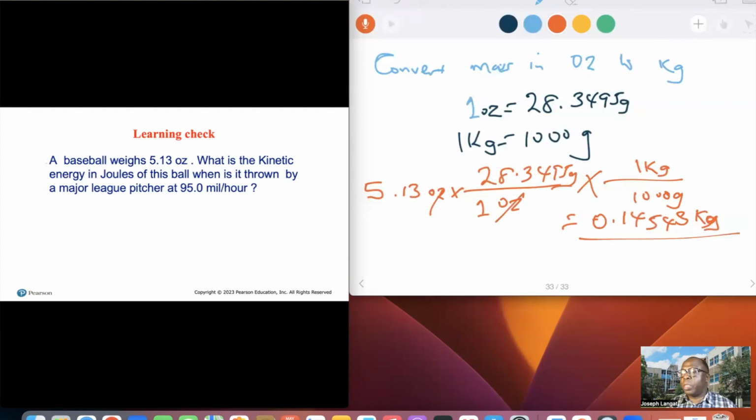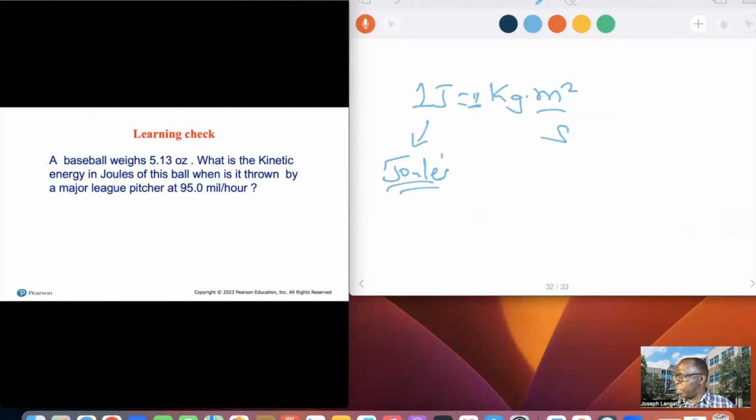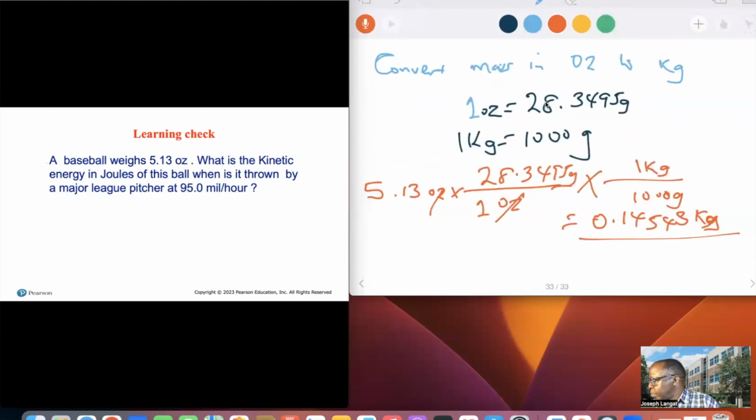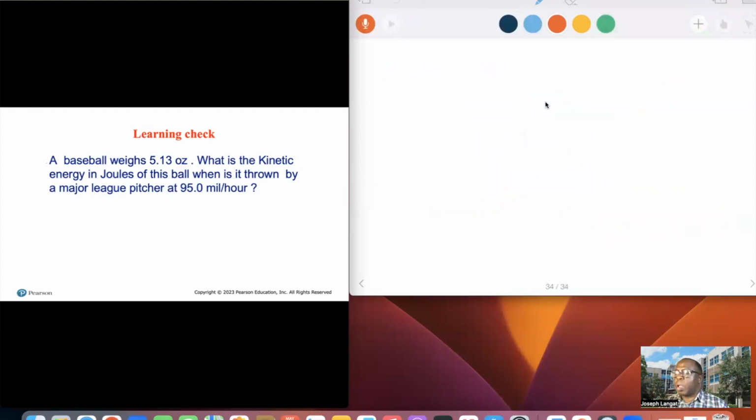Why do we have to change to kg? It's because of the equation for kinetic energy. Mass should be in kilogram. And lastly, we need to change the speed from miles per hour to meters per second. So here's 95.0 miles per hour. How many is that in meters per second?